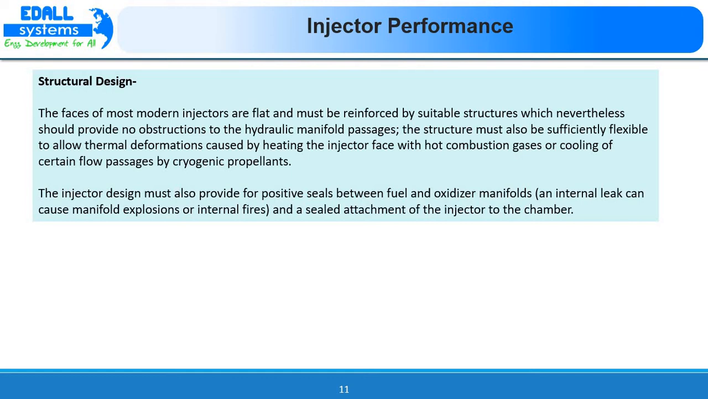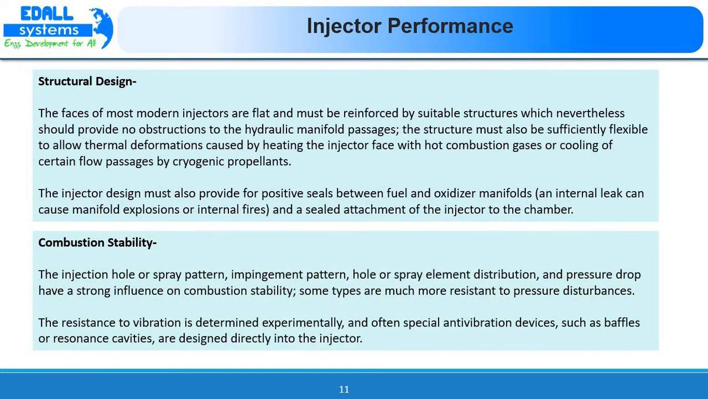So good seals should be provided for each fuel and oxidizer manifold, because an internal leak can cause manifold explosion or internal fires. Then the last parameter, that is combustion stability.